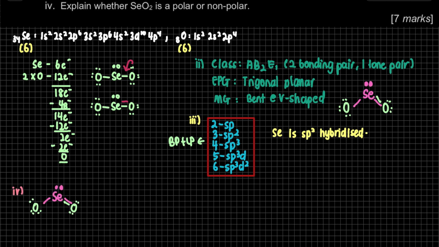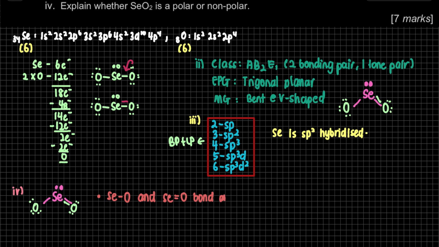Next, when it asks to explain whether it is polar or non-polar, we have 3 points. The first point we have to mention is whether the Se–O bond is a polar bond or a non-polar bond. For selenium oxide, we have Se single bond O and Se double bond O. So I'm just going to write down that the selenium–oxygen and selenium–oxygen double bonds are polar bonds.